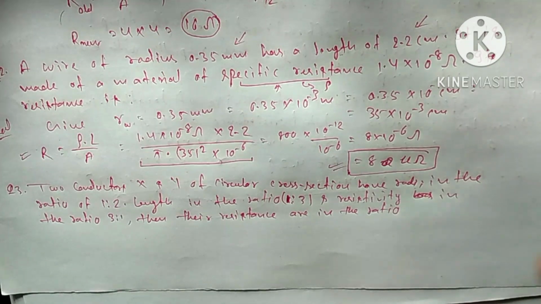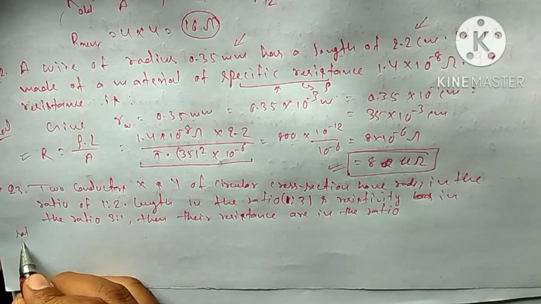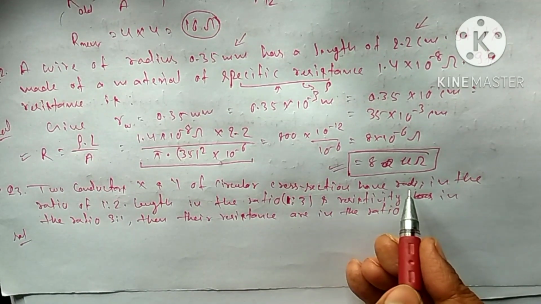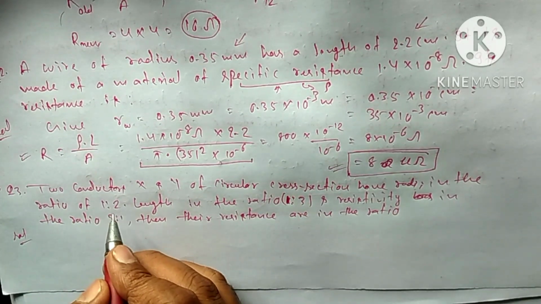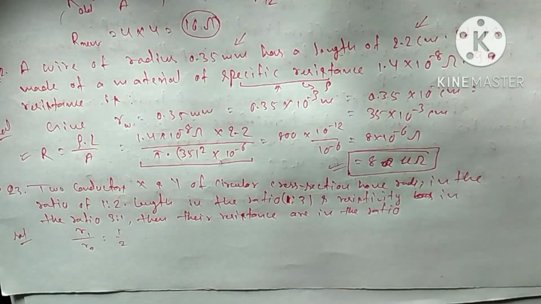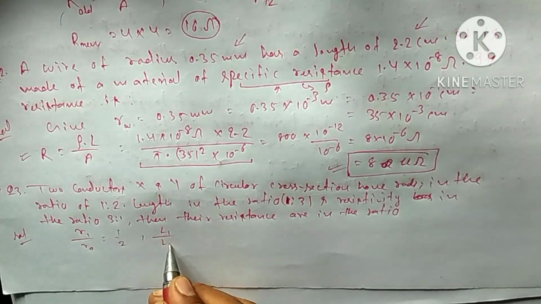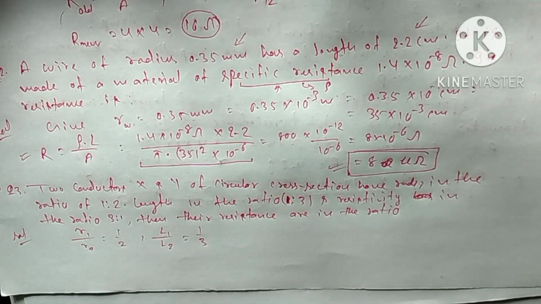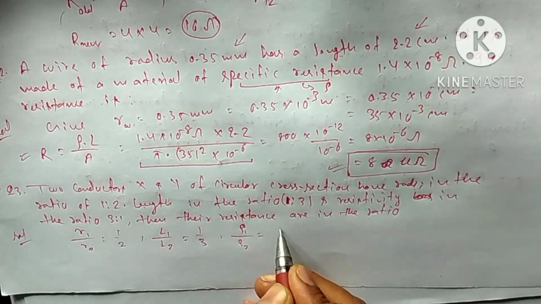So here is question number 3. Two conductors X and Y. I have two conductors X and Y, and of course their cross-section areas have radii, in the ratio 1:2. So here it is given that r1 divided by r2 is 1/2, and the lengths are in the ratio 1:3. So L1 by L2 is 1/3. And the resistivity is also given, that is rho 1 by rho 2 is 3/1.